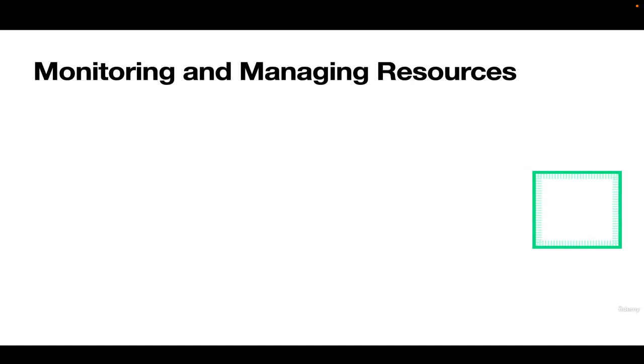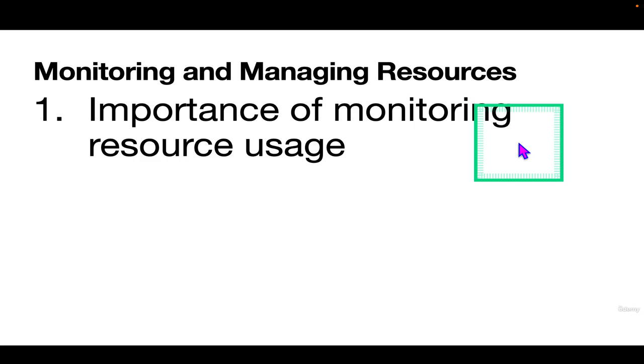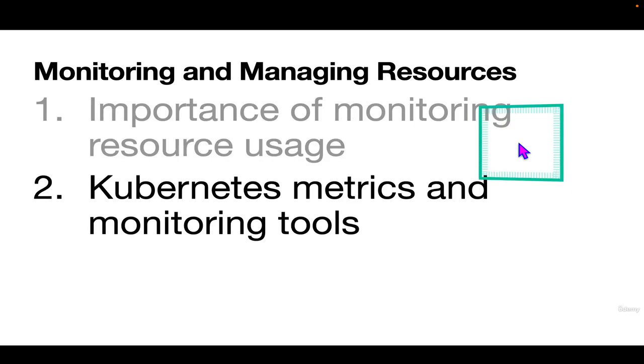So, monitoring and managing resources. Importance: regularly monitoring resource usage is essential to identify bottlenecks, optimize resource allocation, and maintain application performance. Kubernetes metrics and monitoring tools: Kubernetes provides built-in metrics such as CPU and memory usage and integrates with external monitoring tools like Prometheus, Grafana, and Datadog for comprehensive resource monitoring.